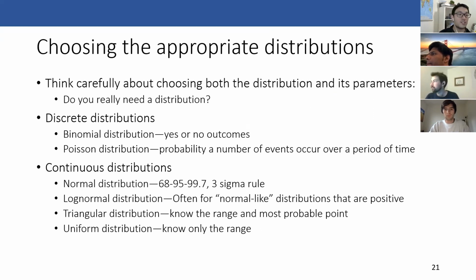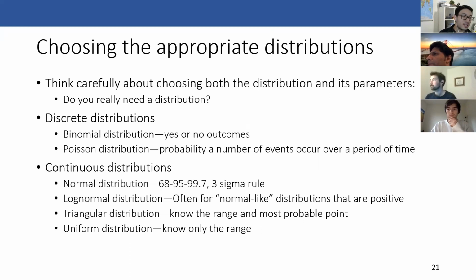So there are discrete distributions. The binomial distribution, for example, is for yes or no outcomes. This could be like a coin flip. It doesn't always have to be 50-50, right? You can weight it to be yes or no with a particular weight.